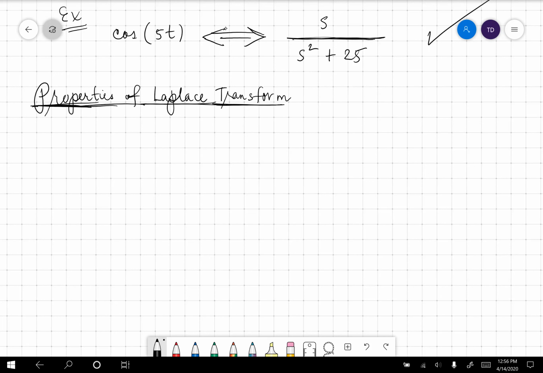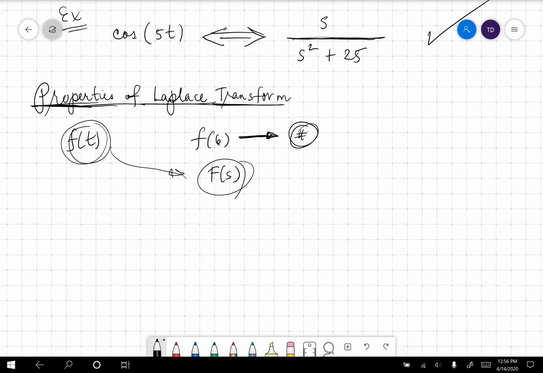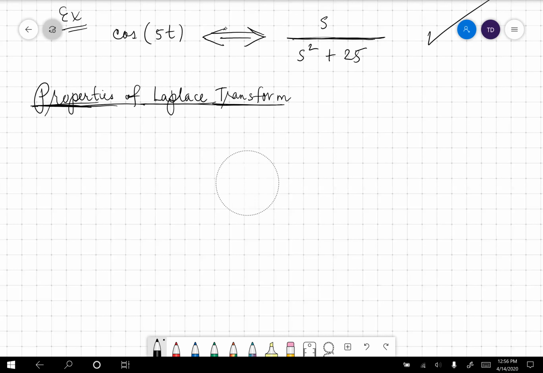So this is a function, f of t. And when I use this function, it operates on a value like f of 6. When I put in 6, whatever that function is, I get an answer, which is a number. The Laplace transform doesn't operate this way. The Laplace transform takes in a function and spits out a function, and that is called a functional. That's what we're working with. We're working with a functional.